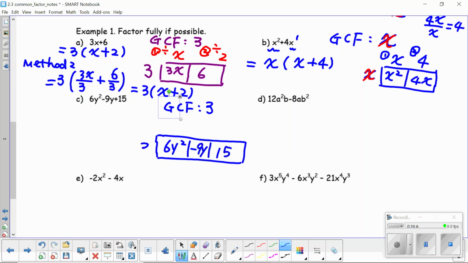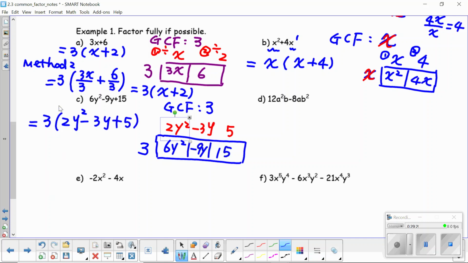So we put 3 here. Then after that, we are going to find the other side. So 6y squared divided by 3, you have 2y squared. 6 divided by 3 gives you 2. Negative 9y divided by 3, negative 9 divided by 3 gives you negative 3y. 15 divided by 3 gives you 5. Then we are going to rewrite this as length times width: 3 bracket 2y squared minus 3y plus 5.